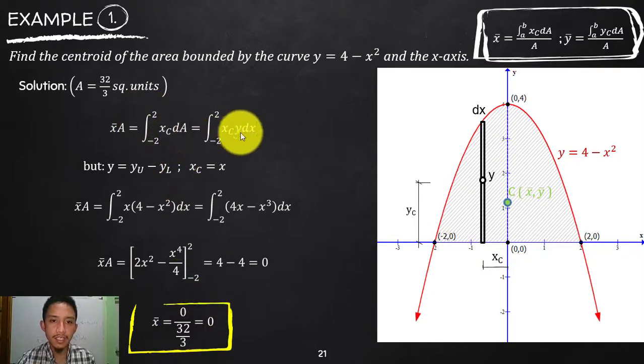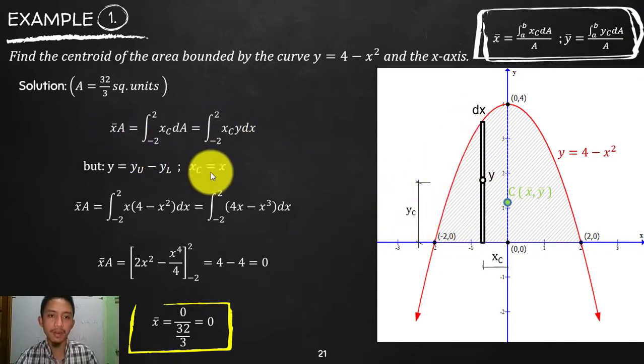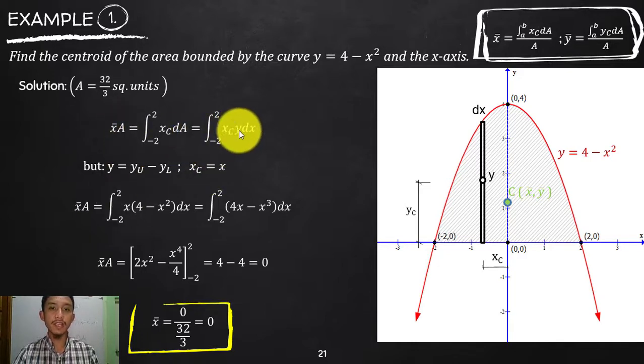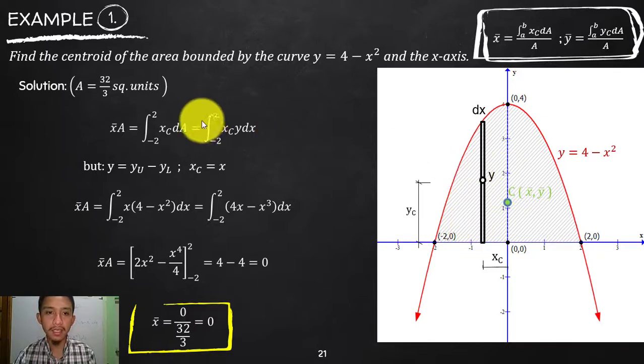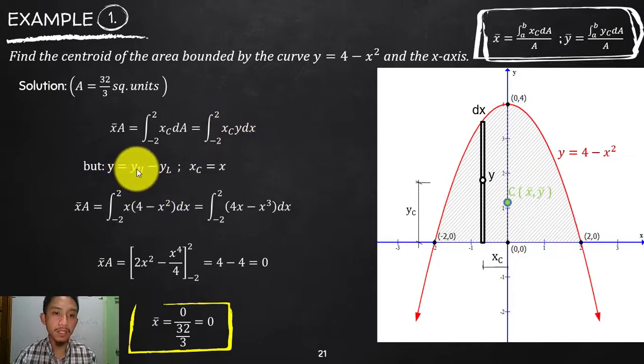So again, your dA will just be y dx since I am using a vertical strip, x sub c since we are finding first your x bar. Your y here is y upper minus y lower. Your x sub c there is x. I cannot just leave y there since that should be a variable in terms of x. So I will plug in y upper minus y lower, and then x sub c is the x here.